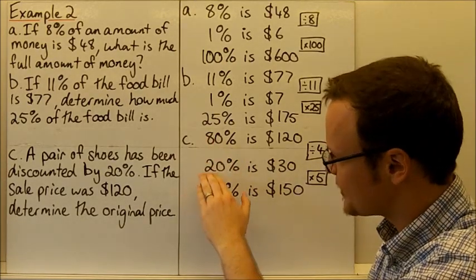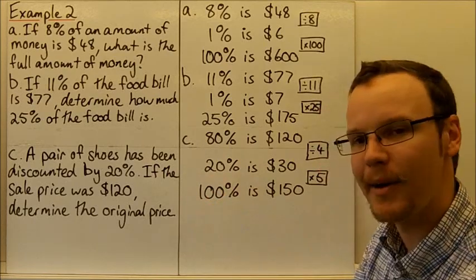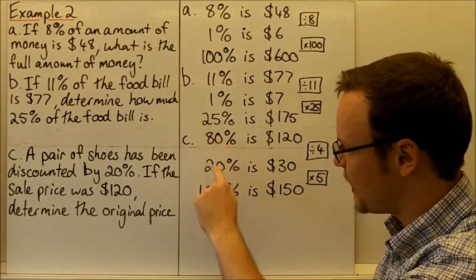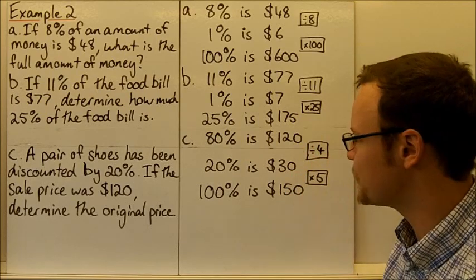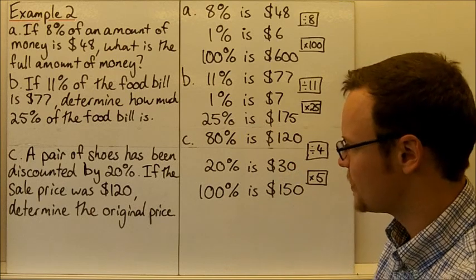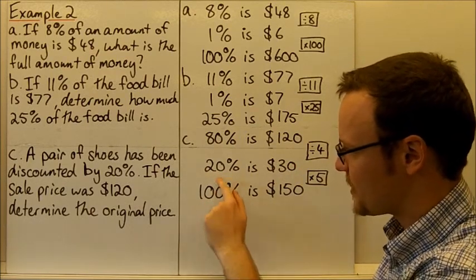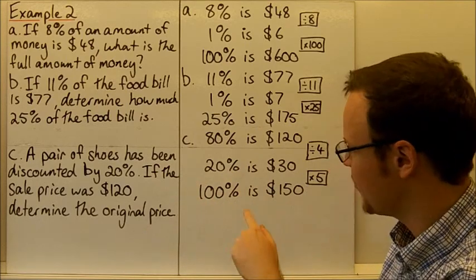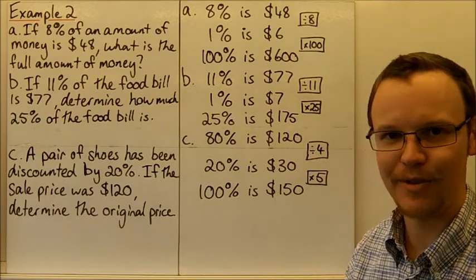So we could break this down to 20% because that's easy then to multiply up to 100%. So to get from 80% to 20%, divide by 4. Do the same on this side as well. 120 divided by 4 is $30. So then we can just multiply by 5. 20% by 5 is going to be the 100% that we need, the original price, and that is $30 times 5, which is $150.